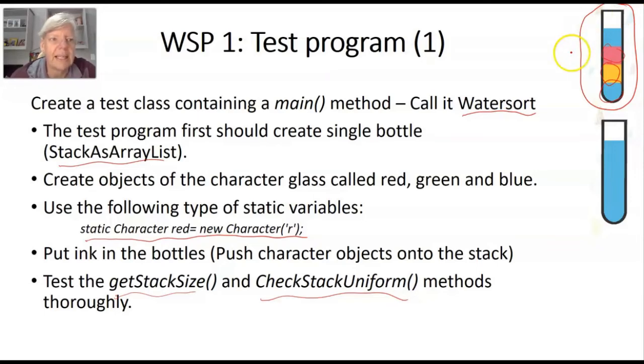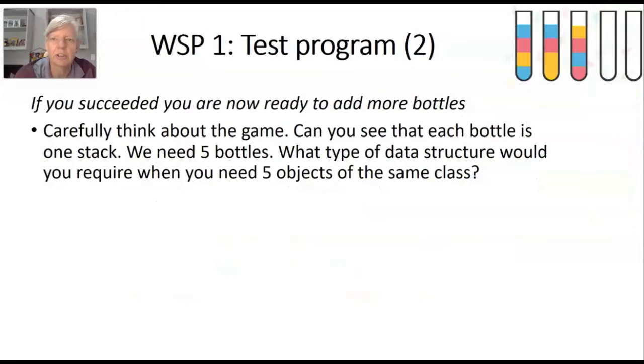You create one stack, and you add colors in it. How do I add colors? I push variables for red or blue or whatever. So you have to create 3 objects of the Character class. Call them red, green, and blue just to make comparing your code with mine much easier later. And you have to check that you do not spill. Okay, only if you've succeeded with that, you continue with your test program.